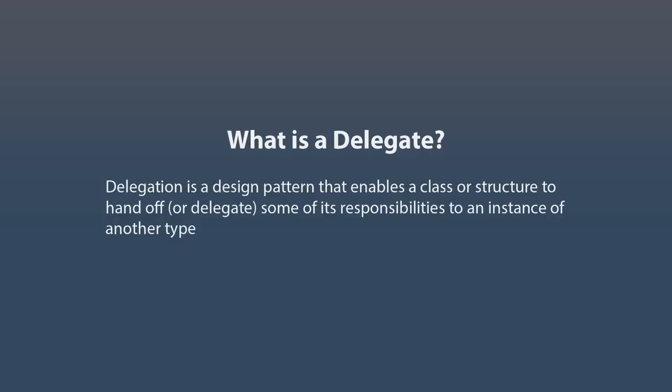As stated in the Swift programming language book, delegation is a design pattern that enables a class or structure to hand off or delegate some of its responsibilities to an instance of another type. As you will see, our UIViewController will act as the delegate object for our UIImagePickerController. When a user picks an image from their photo library, our UIImagePickerController instance will then send a message to our UIViewController: imagePickerController didFinishPickingMediaWithInfo.